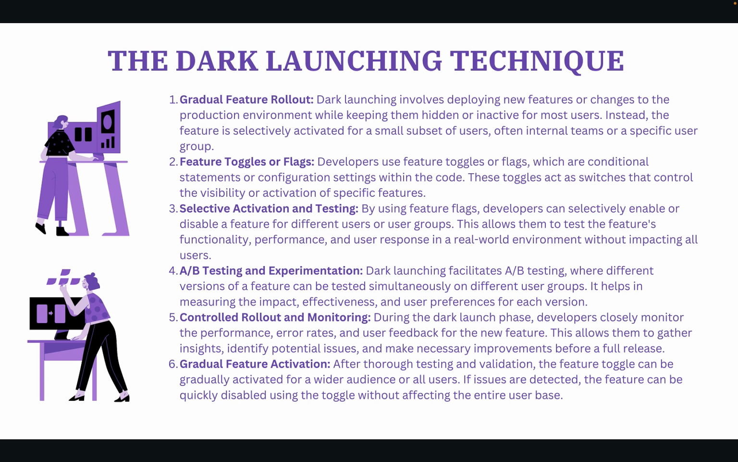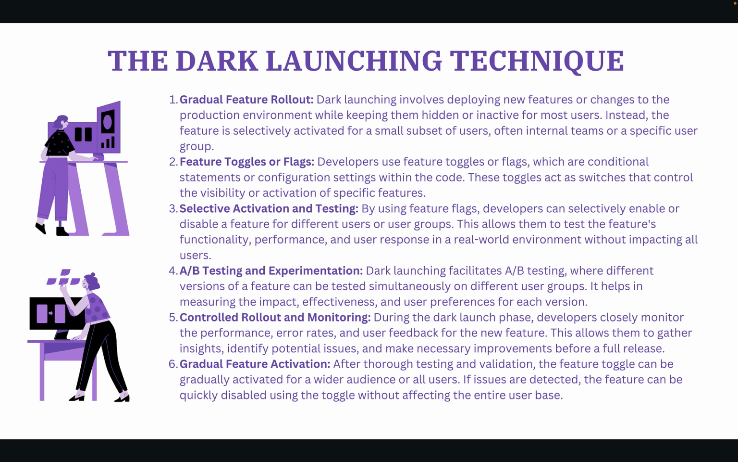For a new feature, developers use feature toggles or flags, which are conditional statements or a configuration setting within the code. These toggle switches control the visibility or activation of specific features. So the developers can release that feature to a specific group of members only, for selective activation and testing. By using these feature flags, the developers can selectively enable or disable a feature for different users or different user groups. So the dark launching technique helped Facebook so much.